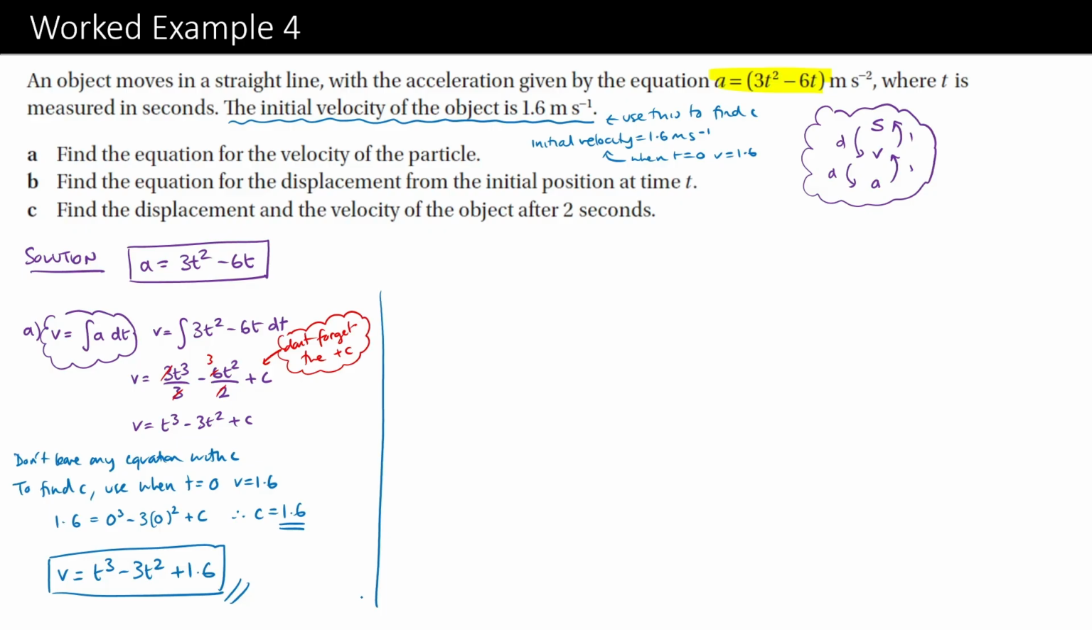Then for part B, it says work out the equation for displacement from the initial position at time t. So in order to work out the equation of displacement, what I need to do is find the equation of S. Now if I know what V is, to get to S, I need to integrate V. So S equals the integral of V in terms of t. Therefore S is going to equal, if I integrate what's in that blue box, t to the power of 4 over 4 minus 3t cubed over 3 plus 1.6t plus c.